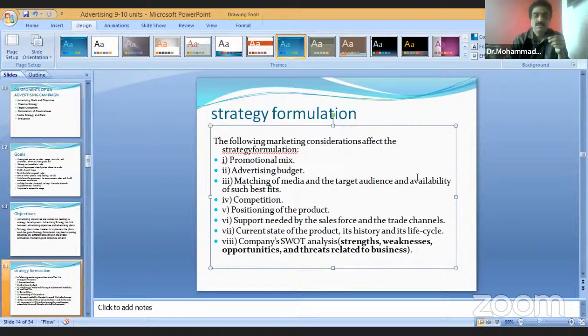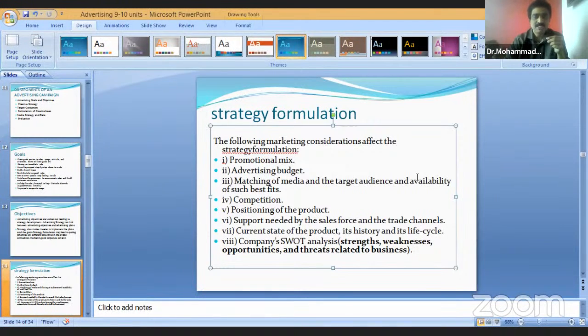So as well as there is a SWOT analysis: strengths, weaknesses, opportunities, and threats related to the business. So this is the following marketing considerations that affect the strategy formulation. When we are developing a particular strategy, a particular approach, we need to keep these elements, these aspects, in mind as well.